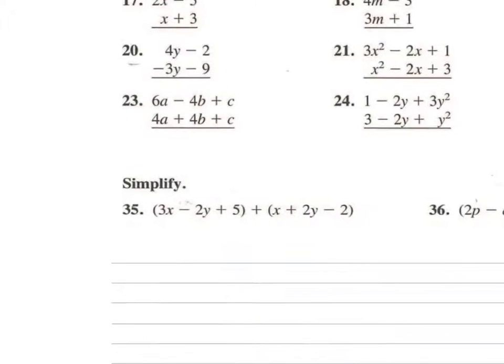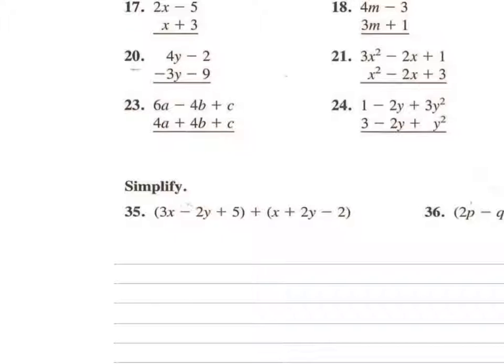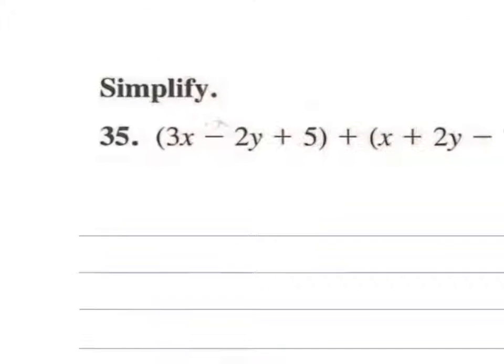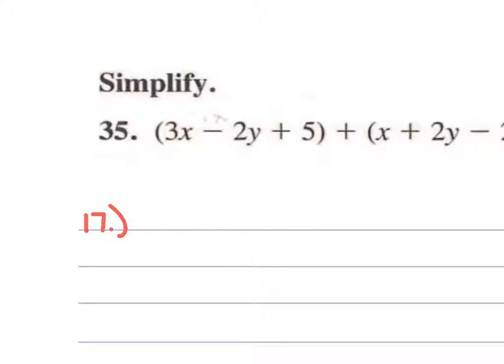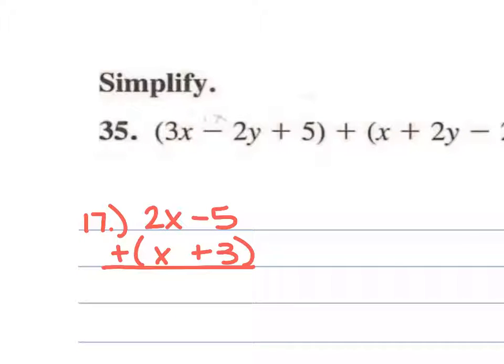If we look at some extra examples for 17, we have 2x minus 5 as well as x plus 3. So if we add these up, the 2x plus x is 3x, and the negative 5 plus 3 is minus 2. So 3x minus 2.